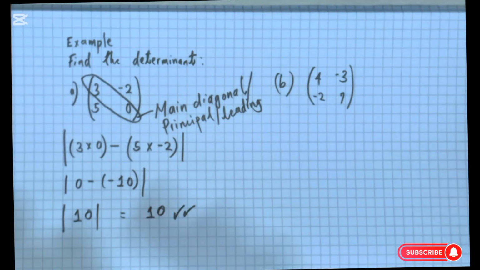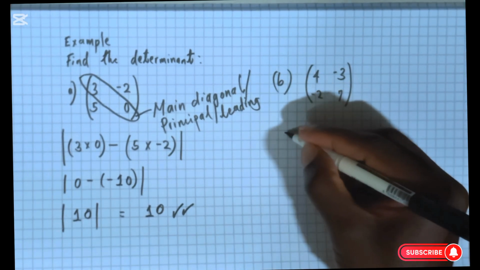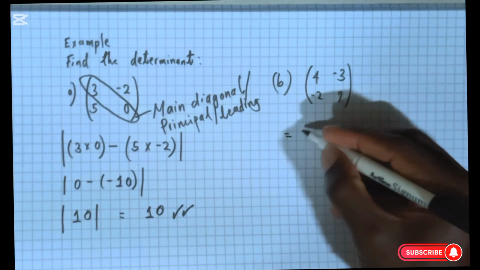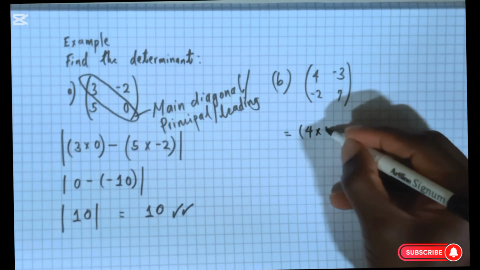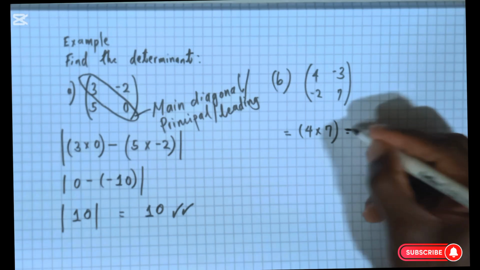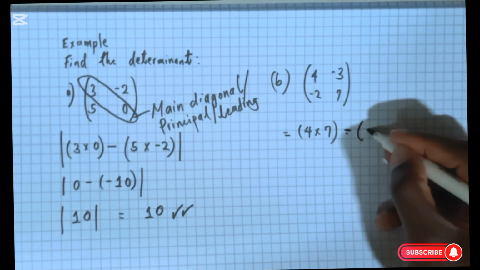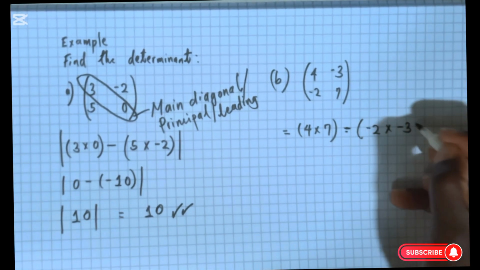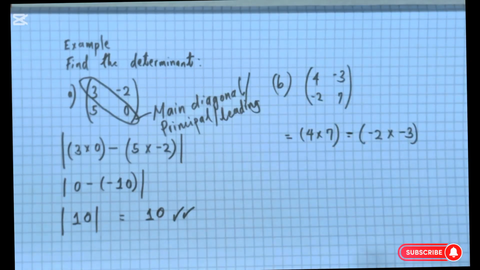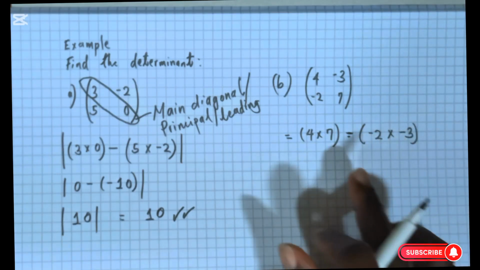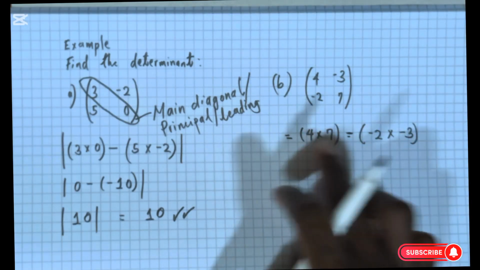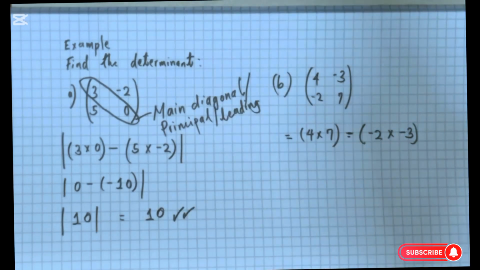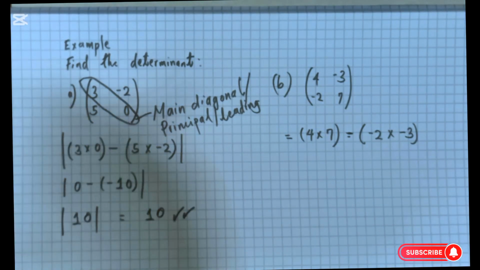So the same thing that we've done here is what we're going to do in B, where we'll be multiplying the elements in the main diagonal, which in this particular case, I believe, will be 4 and 7. So we're going to take 4 times 7 minus negative 2 times negative 3. The elements negative 2 and negative 3 belong to the other diagonal, or secondary diagonal. Of course, we are going to find the difference of these two, and whatever value we get, we will take the absolute value as the determinant.